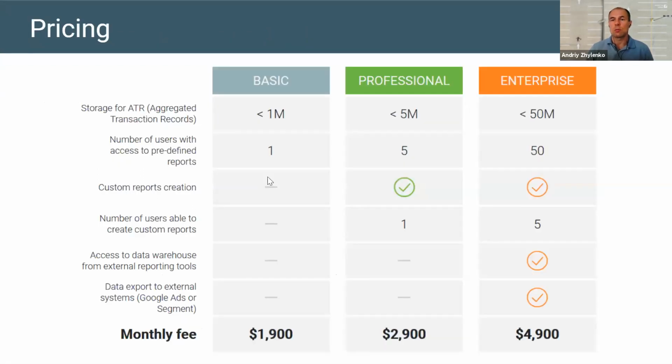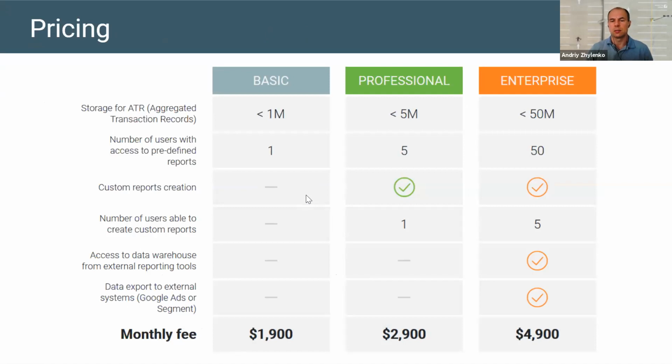Okay, so we're nearing the end of our presentation. So what are going to be the next steps? Obviously you are all probably by now interested in how we can start using it and how much it is going to cost. PortaBI is available as a subscription in 3 packages.